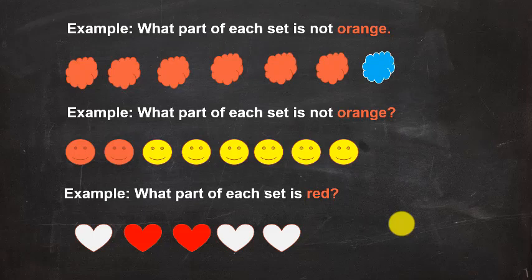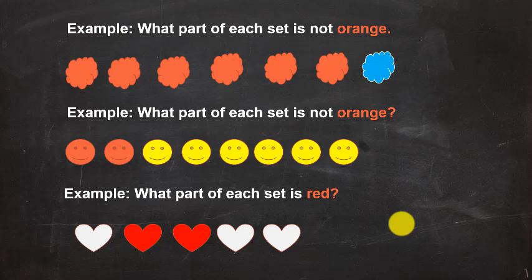Now let's do the next example. What part of the set is red? Okay, in this case we need to know how many are in total. In total 5, and only 2 are red. The fraction is 2 over 5. But remember, the denominator is ordinal. Let's correct. 2 over 5th. Okay, that's good. Very good.